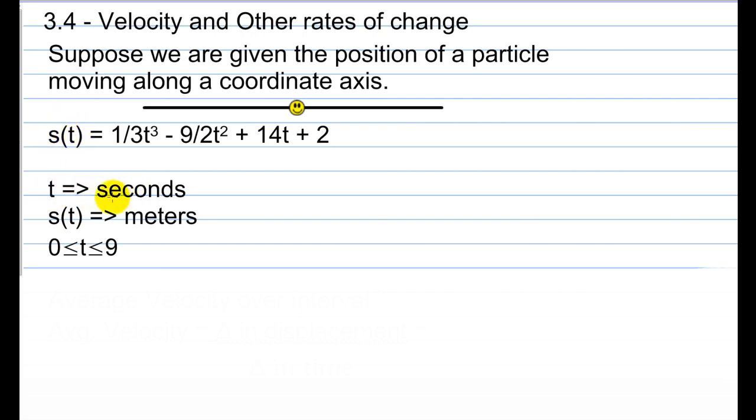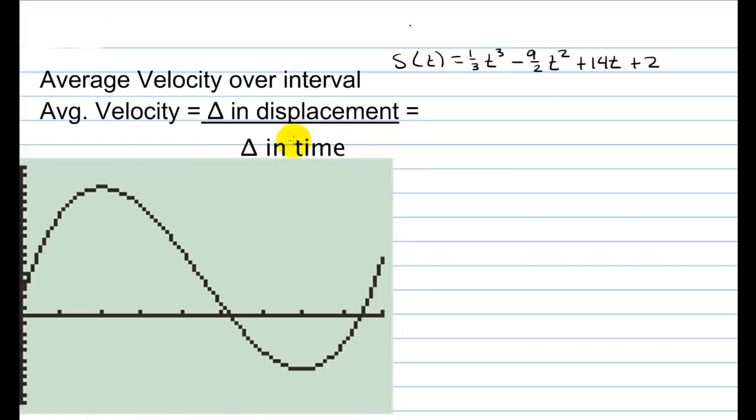t will be measured in seconds, at least in this problem, and s of t, or the position, is going to be measured in meters. And for this example, we're going to look from 0 to 9 seconds. In the first example, we're going to be asked to find the average velocity over the interval 0 to 9. The average velocity is the change in the displacement over the change in time.